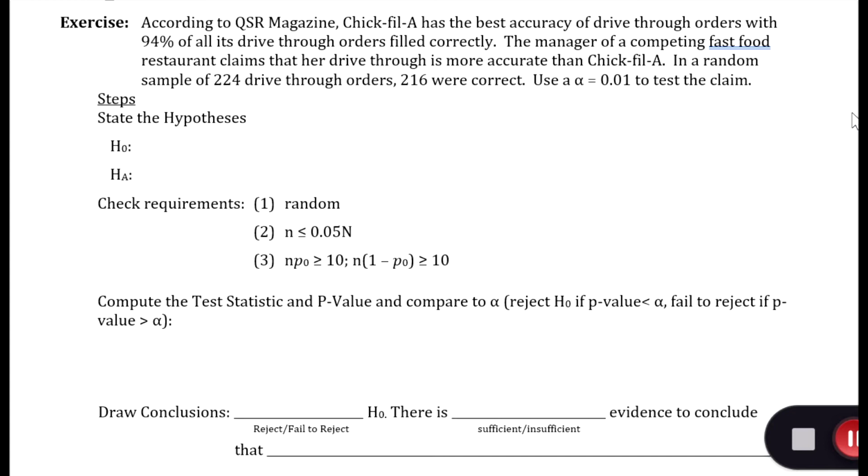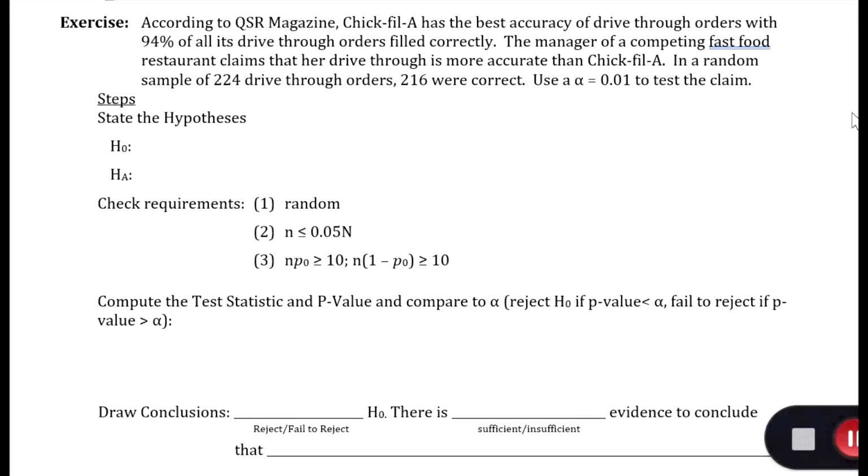According to QSR magazine, Chick-fil-A has the best accuracy of drive-through orders, with 94% of all its drive-through orders filled correctly. The manager of a competing fast food restaurant claims that her drive-through is more accurate than Chick-fil-A. In a random sample of 224 drive-through orders, 216 were correct. Use alpha equals 0.01 to test the claim.